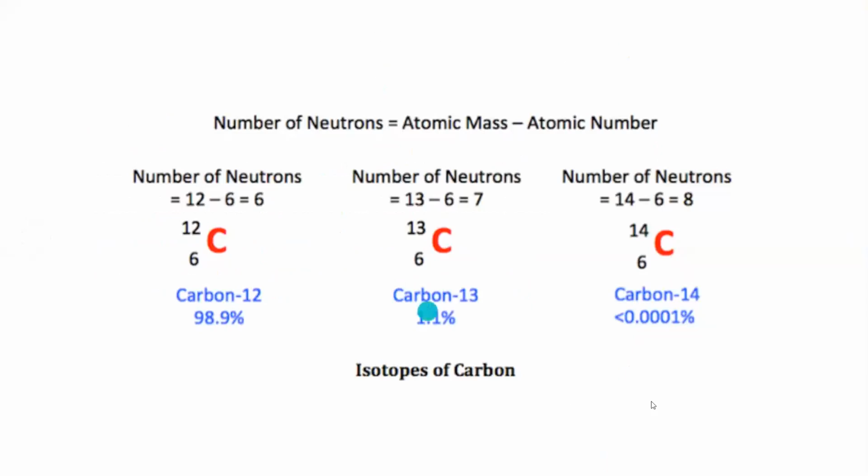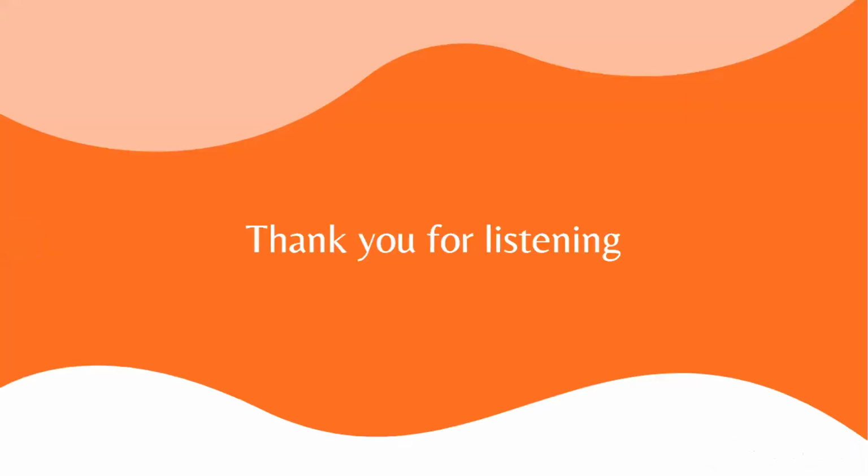So here's how you calculate the number of neutrons. As I said earlier, it's the mass number minus the atomic number. So the number of neutrons, in this case, you can see here, is 12 minus 6, which is 6. So you can see the difference here in each carbon. And that's all for my part. Thank you for listening to me.